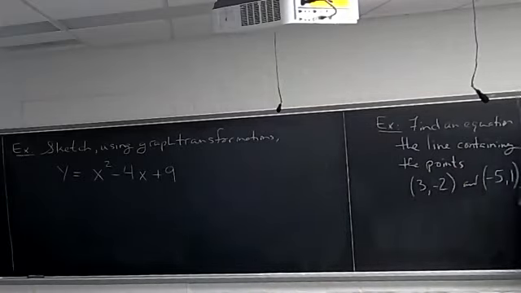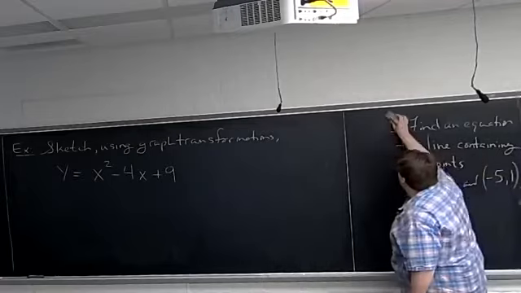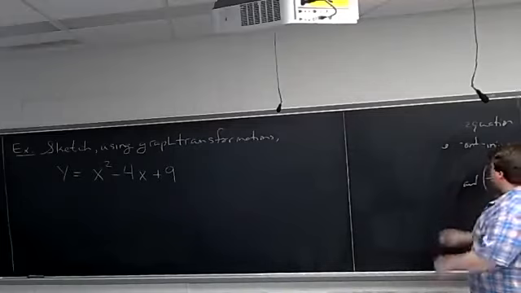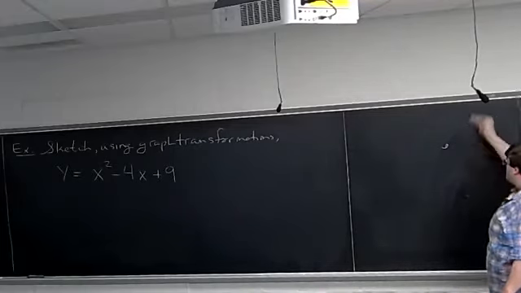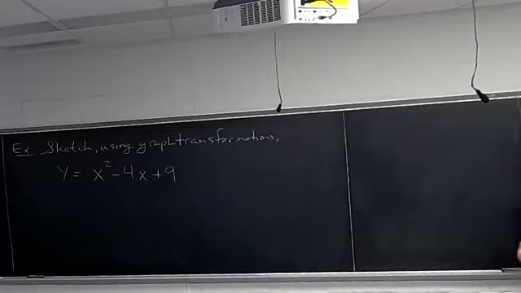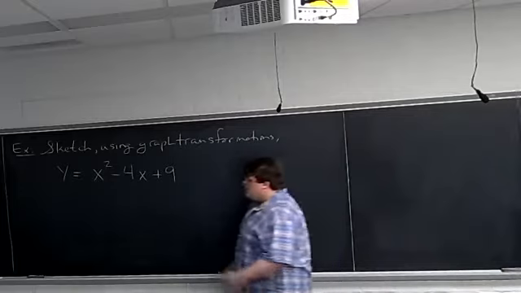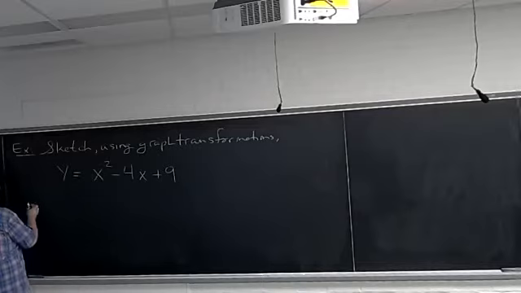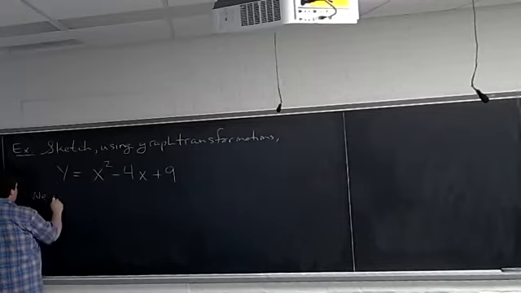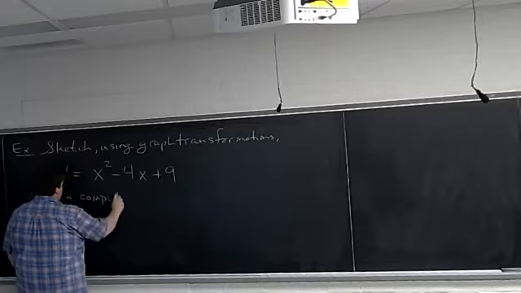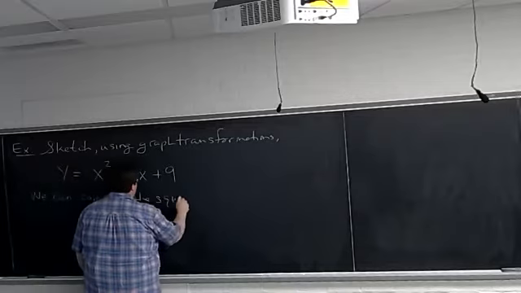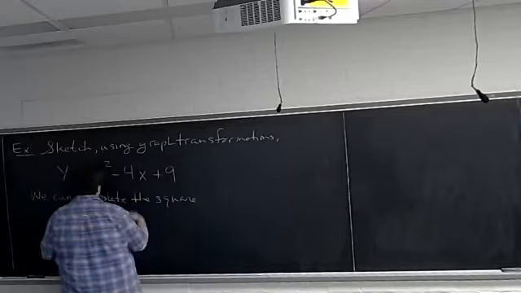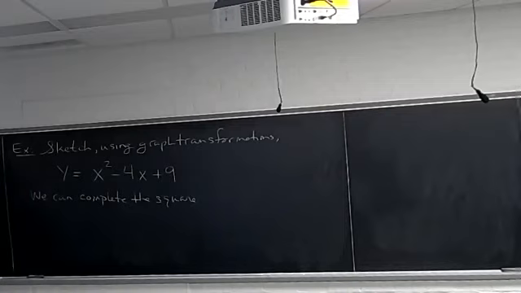If you haven't watched the first video, we do talk about graph transformations, but it'll be okay for this discussion. If you have watched it, maybe this discussion will make that one more clear. Right now, this isn't written in a form that we can sketch using graph transformations. But we can force it into that form by completing the square, in order to write it in a form that we can graph using graph transformations.